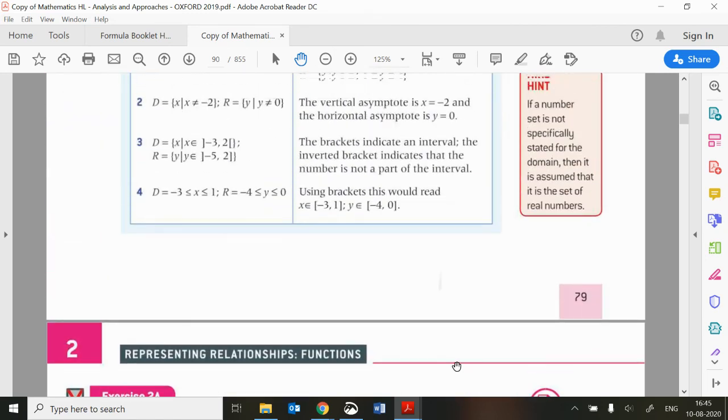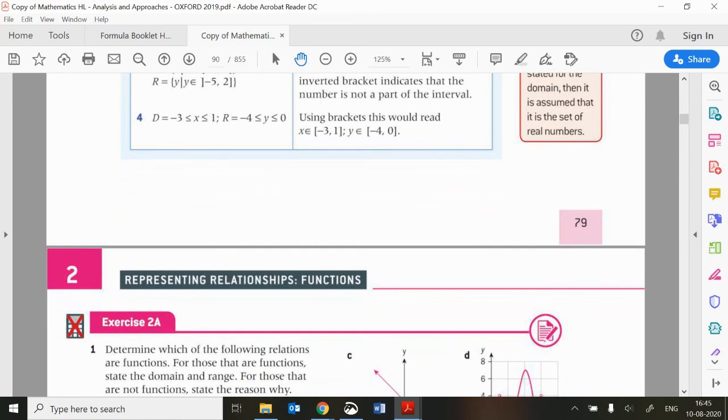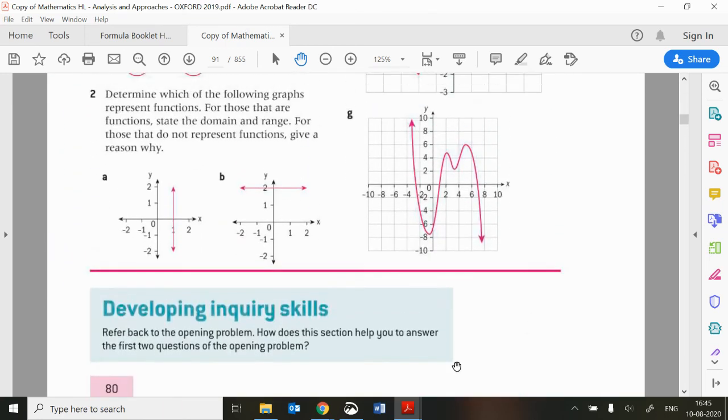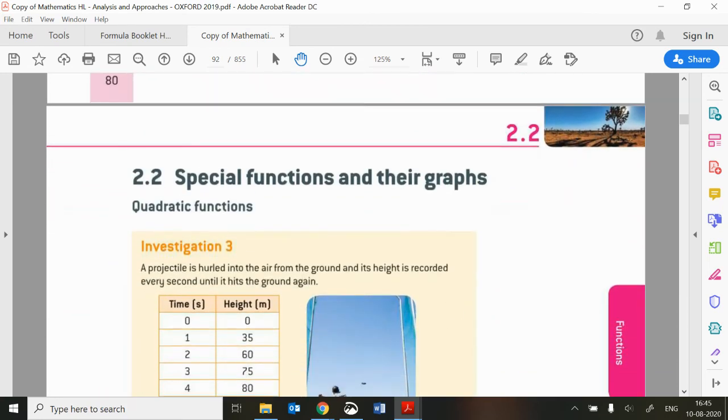Okay, so we are done. Right, good. So we've got to exercise 2A here. Again, get maximum practice with this. There's not many questions there, so you can do all of those ones.